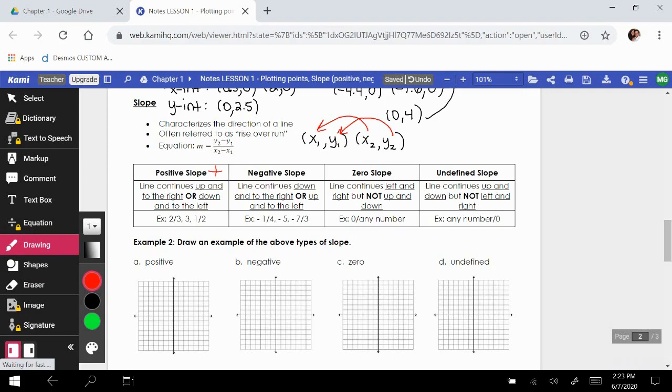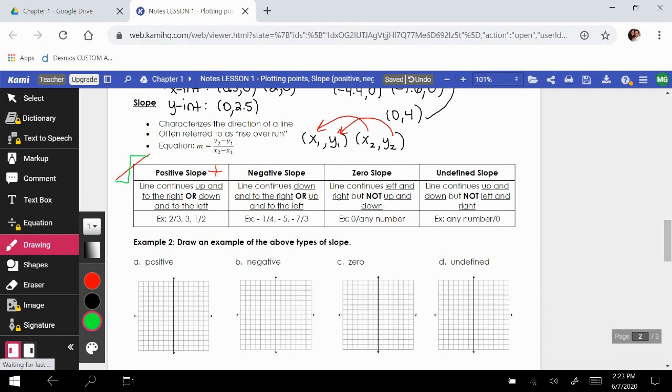We're going to see a positive slope when the line goes up and to the right or down and to the left. So if you think about what a positive slope looks like, it's going to look something like this. If I go up and to the right, then I land on that line, or I can go down to the left and still land on that line.